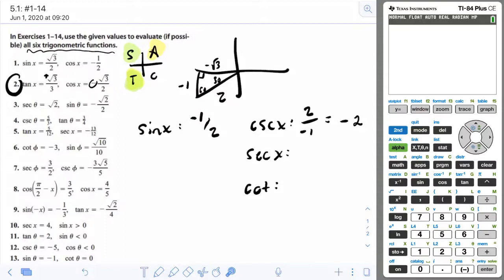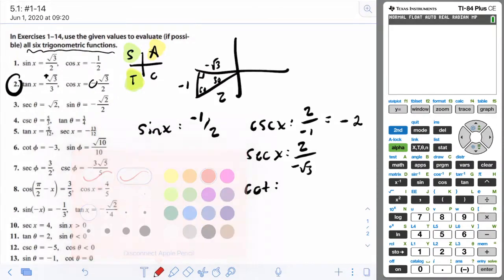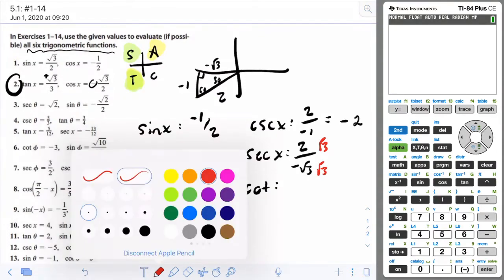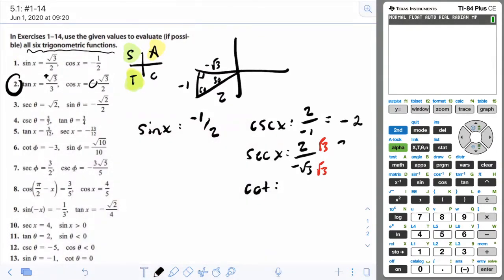For secant, we should be able to go ahead and flip cosine over here. So you shouldn't have to go and evaluate. If you want to look at the triangle, you can. Secant is hypotenuse over adjacent, so it's going to be the same thing, 2 over negative root 3. So when you have 2 over negative root 3, we're just going to rationalize the denominator. So remember to do that, we're going to multiply the top and the bottom by root 3. So you end up with 2 root 3 over root 3 times root 3, which is just 3. And we have a negative here, so we'll have that.